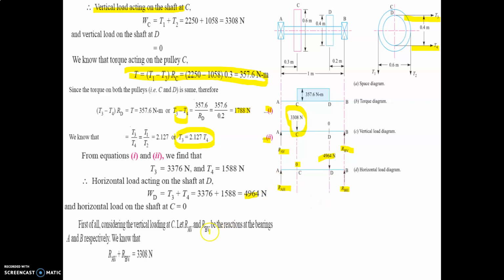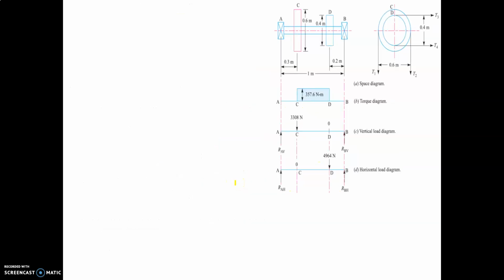We don't know the direction of these reactions, that's why we have given only one direction. Now let's find out these reactions. First we are going to take the vertical load diagram. So RAV plus RBV is equal to what? The summation of all the loads, which is 3308 Newton. Now this much of the diagram we have already drawn.